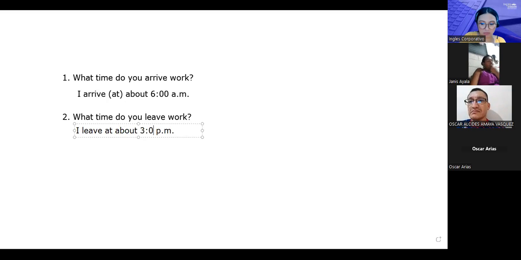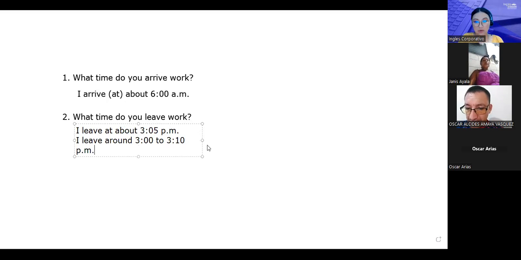Démosle 5 minutos más, digamos. At about 3:05 p.m. Demos un rango de horas. Around. Ajá, I leave around 3:10 p.m. Demos 10 minutos, vaya. Sí, si quiero ocupar la expresión around, doy un lapso de tiempo.